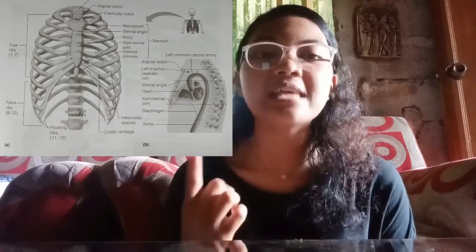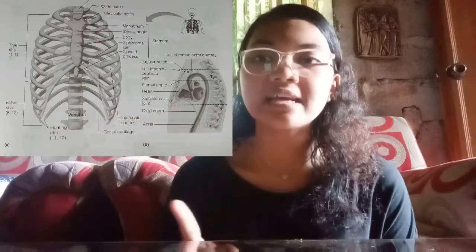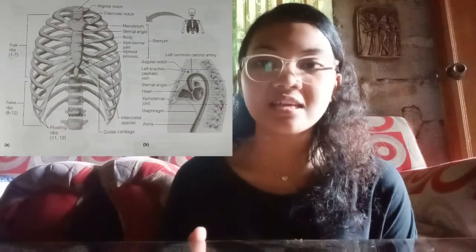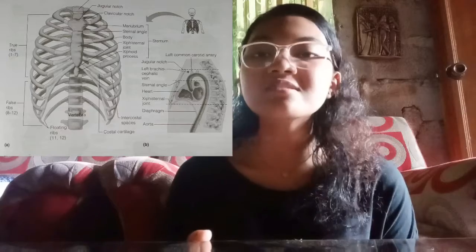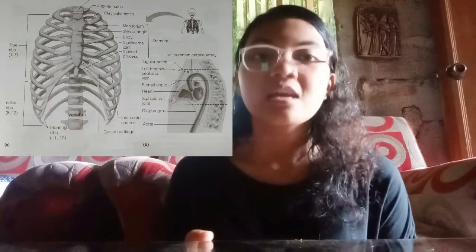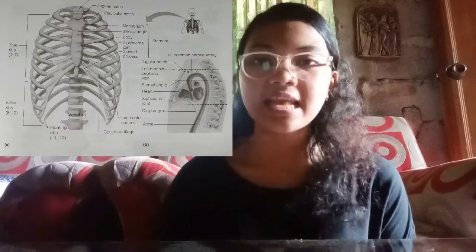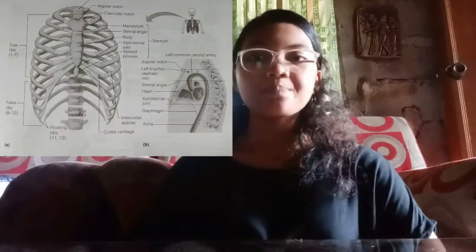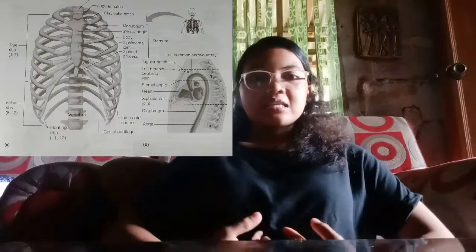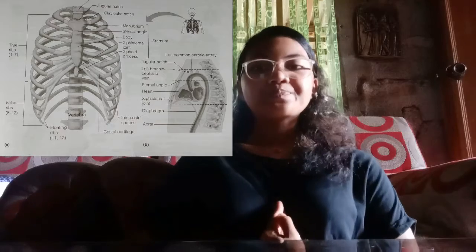Next is ribs 8 and 9. All connect to the sternum through cartilage that is connected to the cartilage on the 7th rib. So we consider this to be false ribs. So the false ribs 8, 9, 10 are not directly connected to the sternum. They are attached here, but not connected to the sternum.